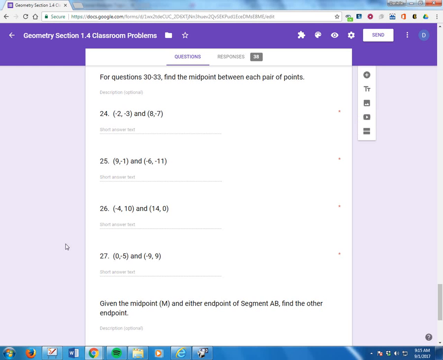Midpoints, everybody knows the midpoint formula. You're good. It's just the average of the x's and the average of the y's, right? x1 plus x2 over 2, y1 plus y2 over 2. Make sure you remember the formula.